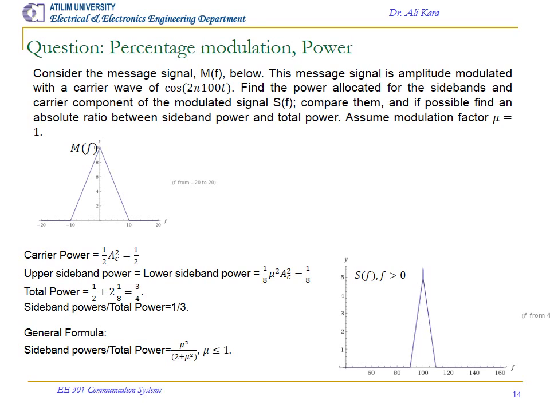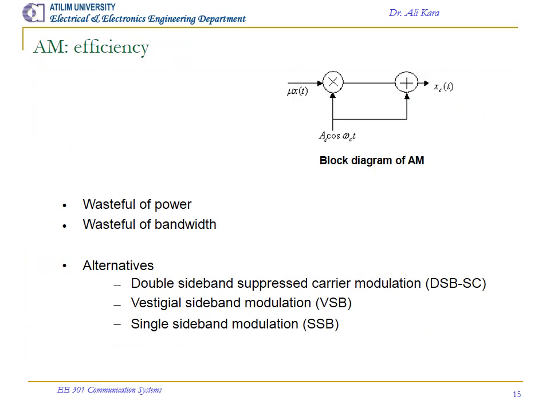power is allocated between the sidebands and carrier component. As a general rule, the sideband power to total power ratio is mu squared over 2 plus mu squared, where mu is less than 1, as a rule of thumb, to avoid overmodulation. Therefore, in the best case, the sideband power, that is essentially the message content, is only 1/3 of the total power of the signal transmitted.